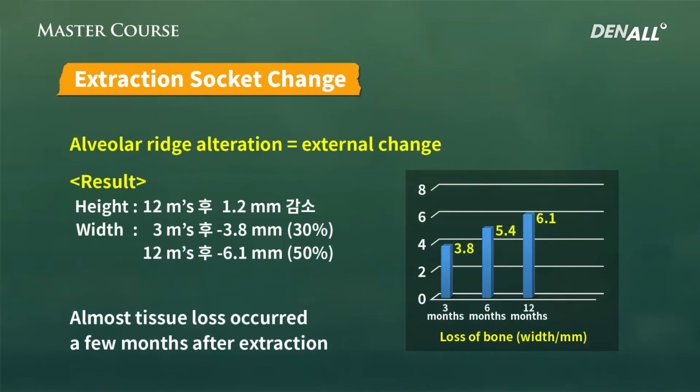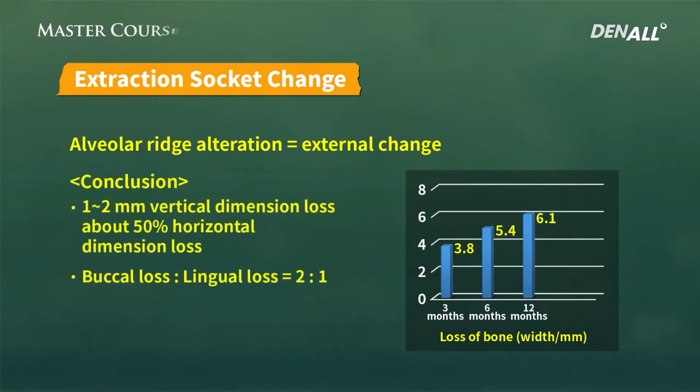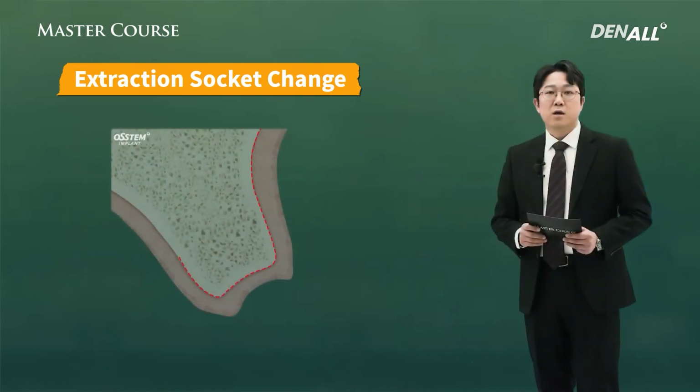In this literature, vertical resorption after extraction within a year is 1.2 millimeter, and horizontally, after 3 months, 30% resorption occurs. And after 1 year, 50% of horizontal resorption occurs. Conclusion: vertical bone resorption is comparatively less than horizontal bone resorption. So half the bone width is resorbed.